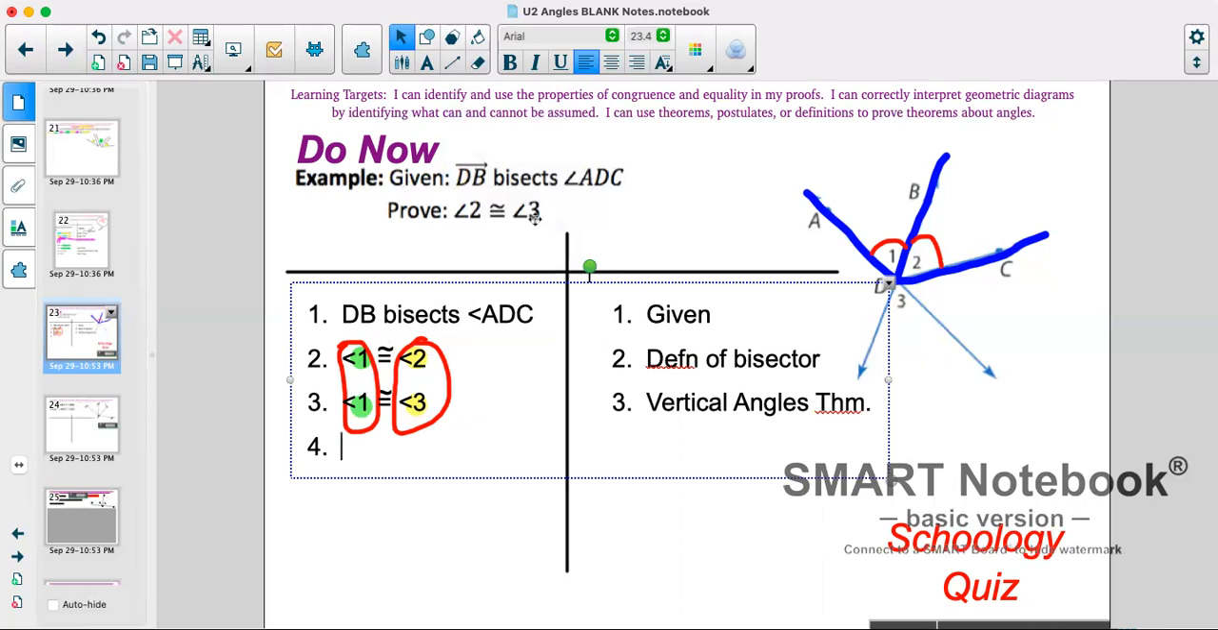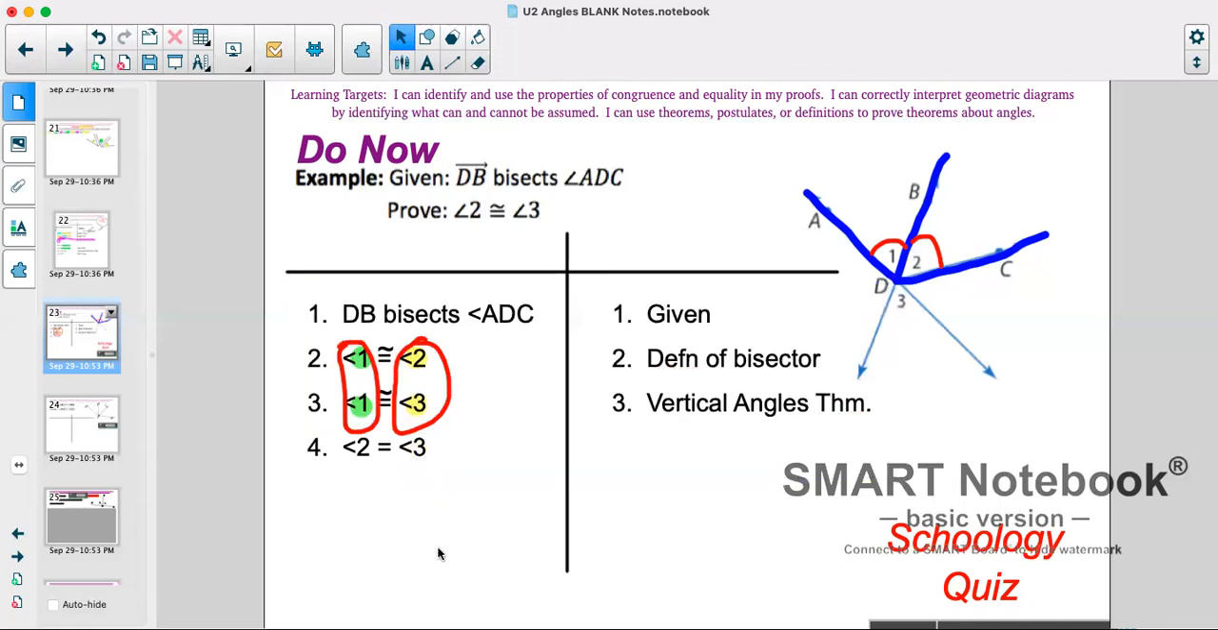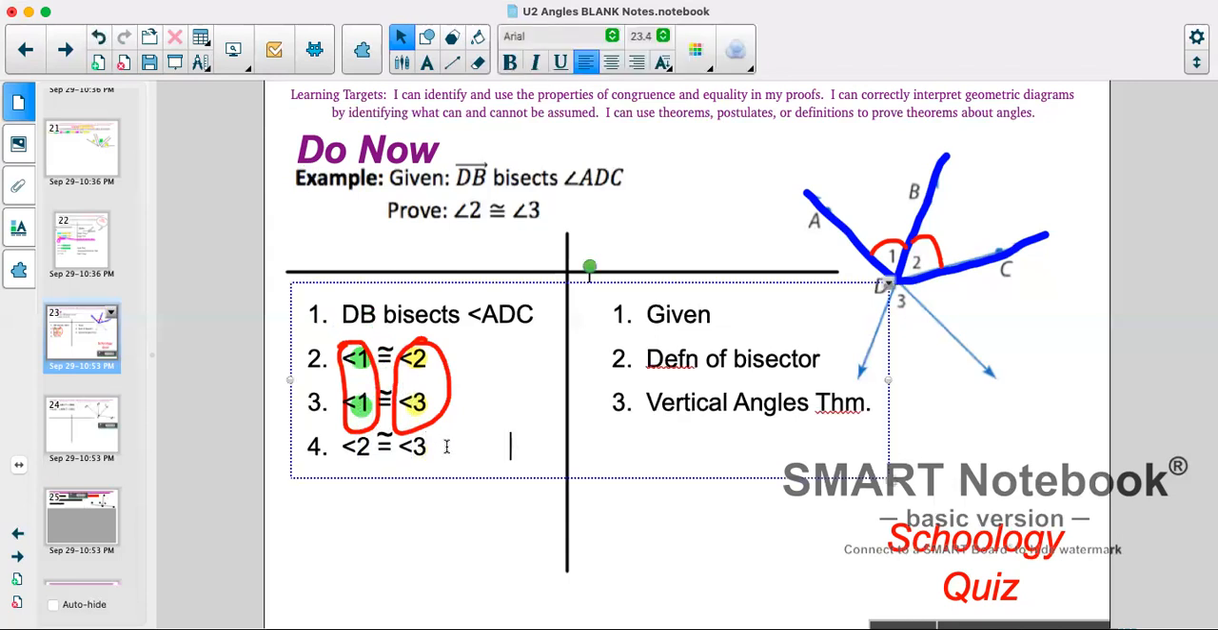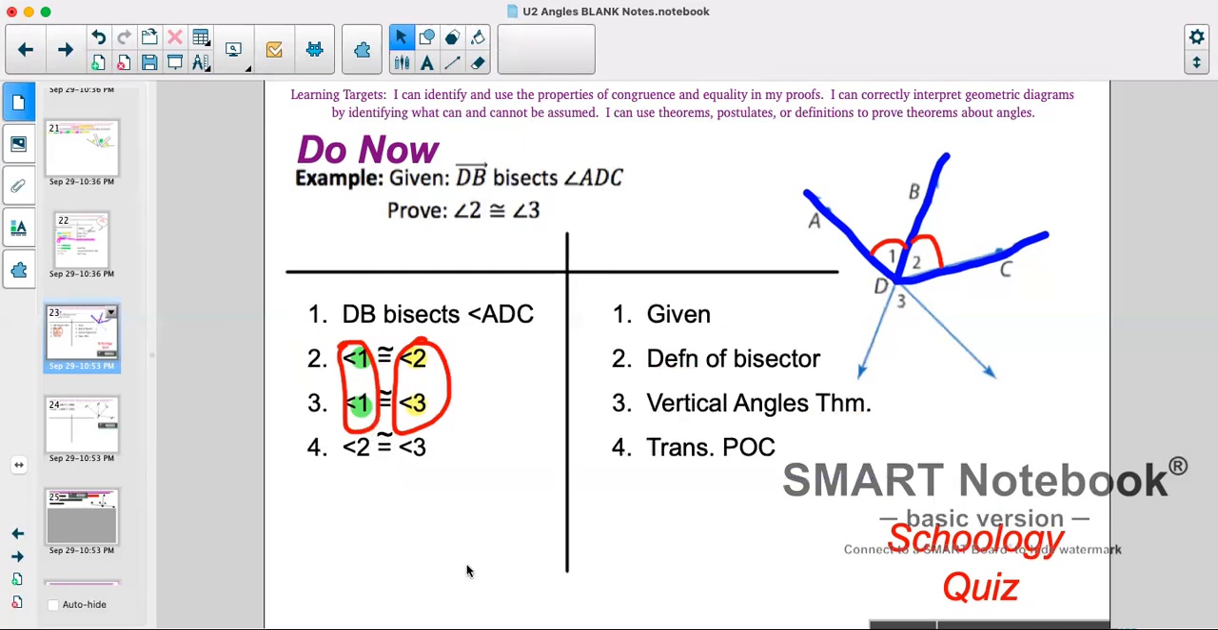Or you can say angle 2 is congruent to angle 3. How am I able to do that? How am I able to state angle 2 is congruent to angle 3? I'm able to state that by the transitive property of congruence. Why is it POC, property of congruence, and not POE? Because I'm dealing with a congruency sign. Okay. And that's what I'm trying to prove. It's the last step in my proof, and I'm done.